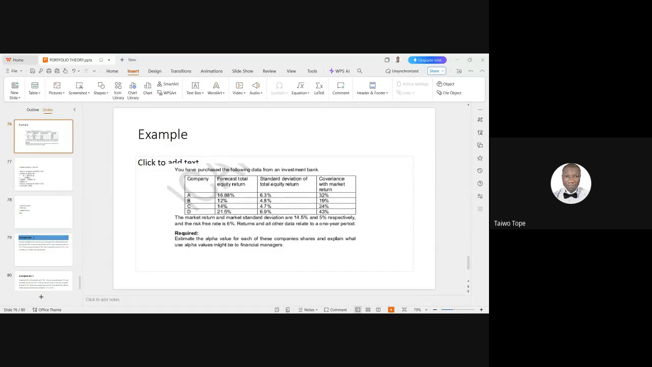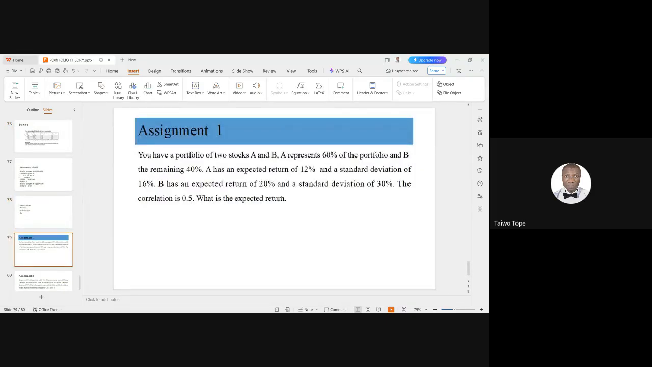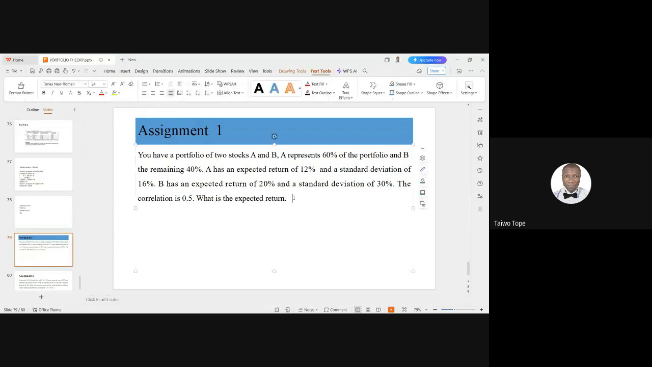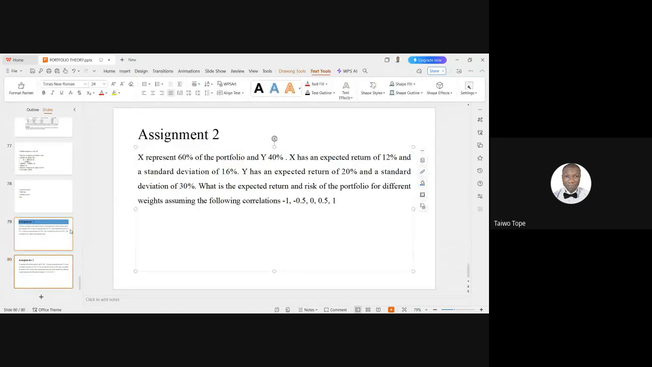Let me see if I have the assignment here. So this is the assignment. Assignment 1 is related to the issue of portfolio risk, applying our special formula. You have a portfolio of 2 stocks, A and B. So assignment 1, please screenshot. You have assignment 2 likewise. You can screenshot.